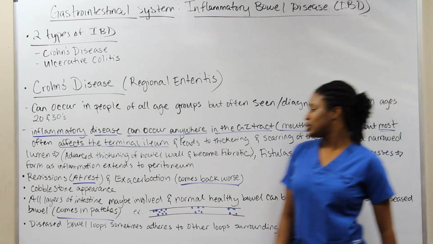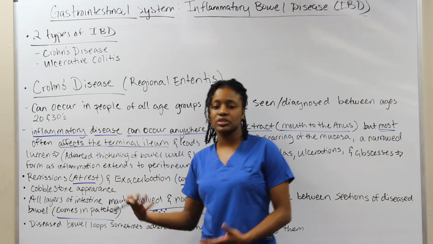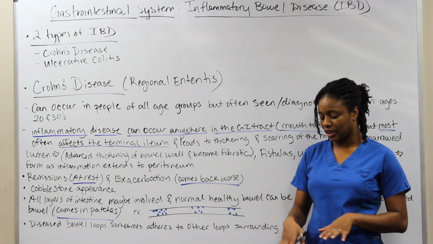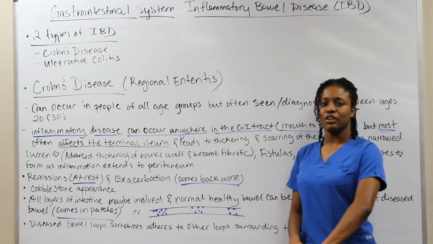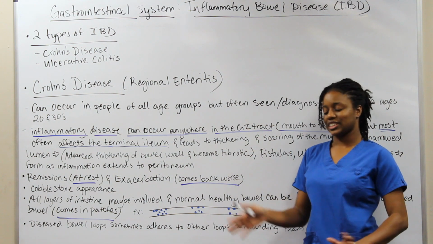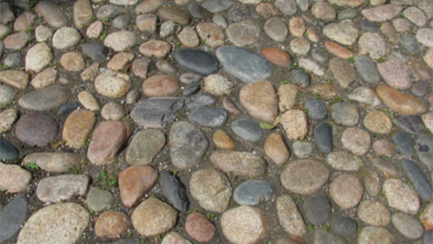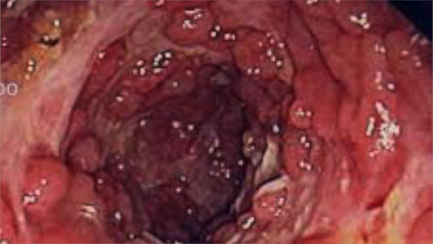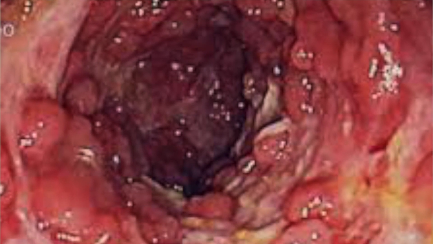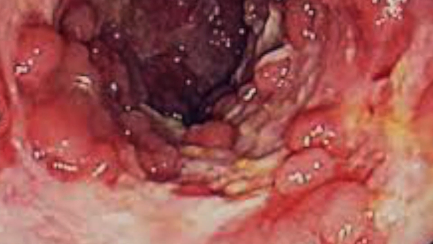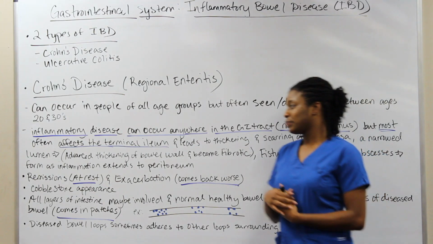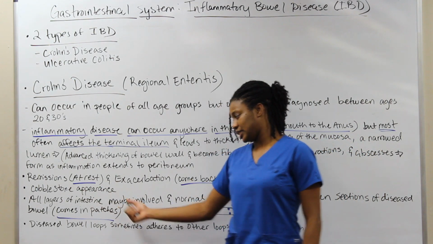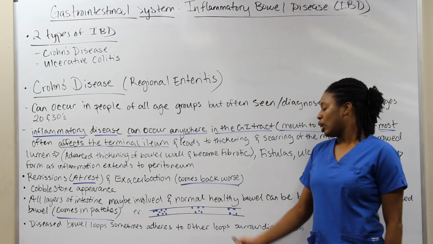All right. So the appearance is cobblestone. If you ever think back in the days with the horses and the chariots and things like that, they had the cobblestone roads. So if you can think of those stones in different patterns and zigzags and everything, that's the appearance that you're going to see with a person who has Crohn's disease. All right, and all layers of the intestines could be involved.